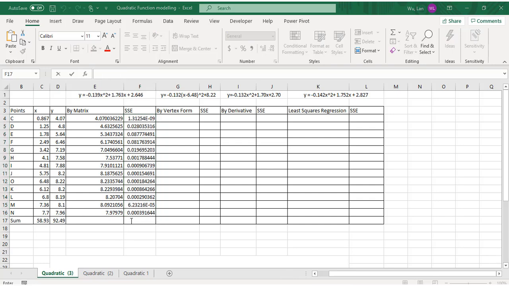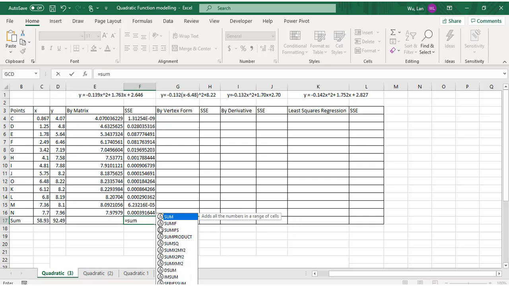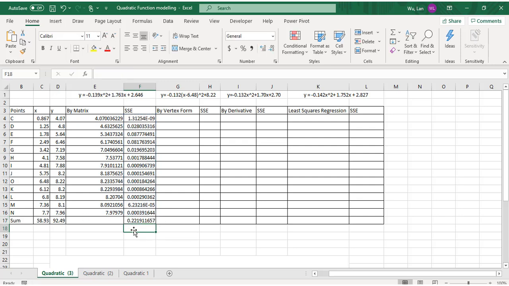Then we need to figure out the summation of this SSE for each point. So click here, put the equal sign, SUM. It will be from this F4 to this F16. Then parentheses back, enter. You will get this value, which is the SSE value for matrix.